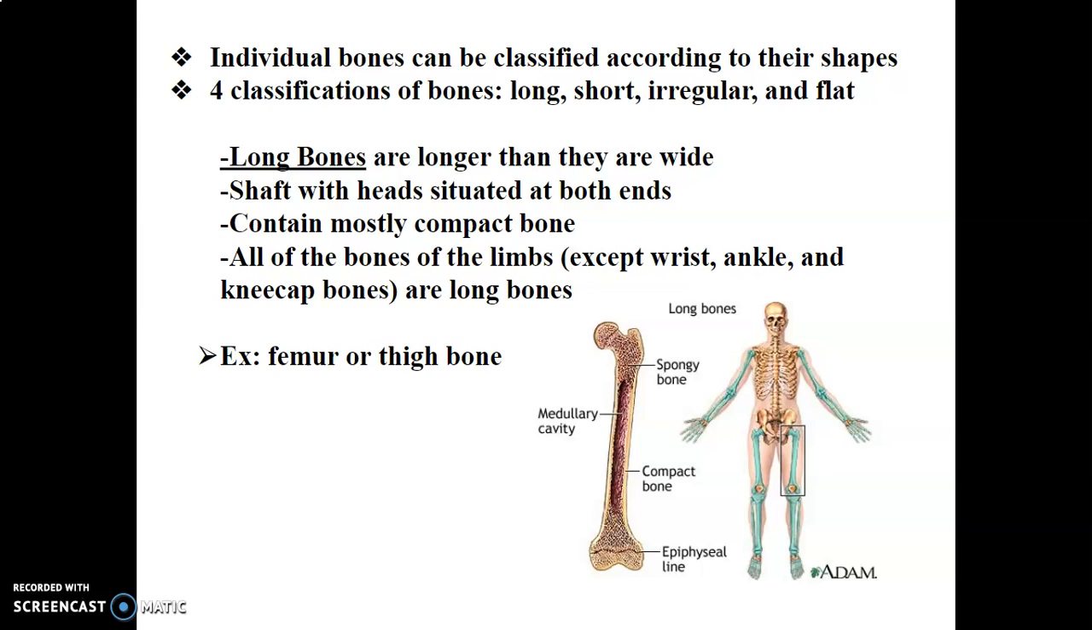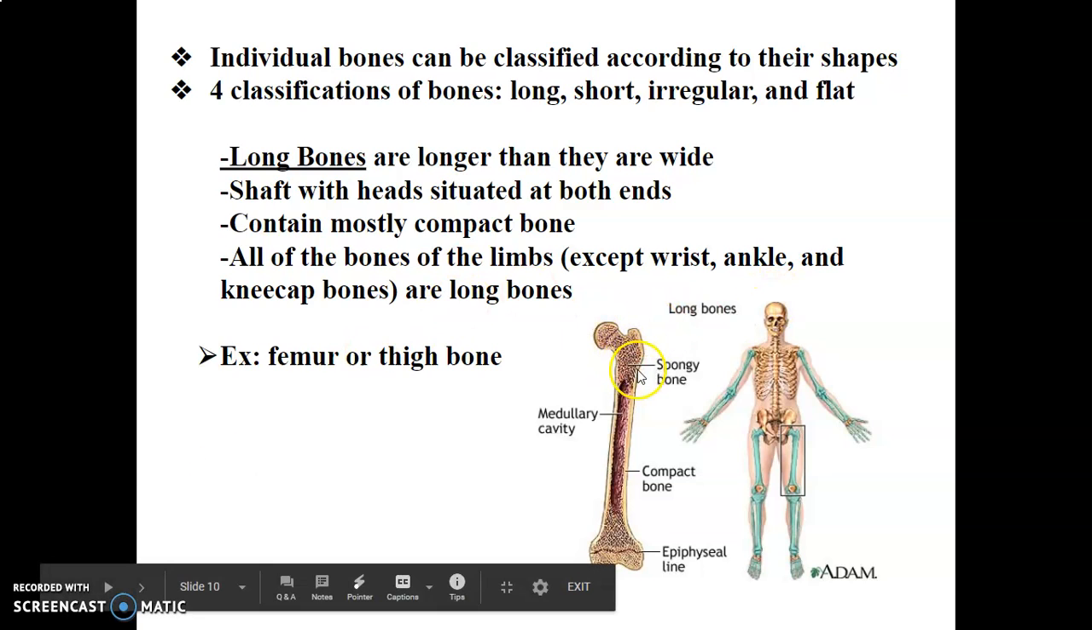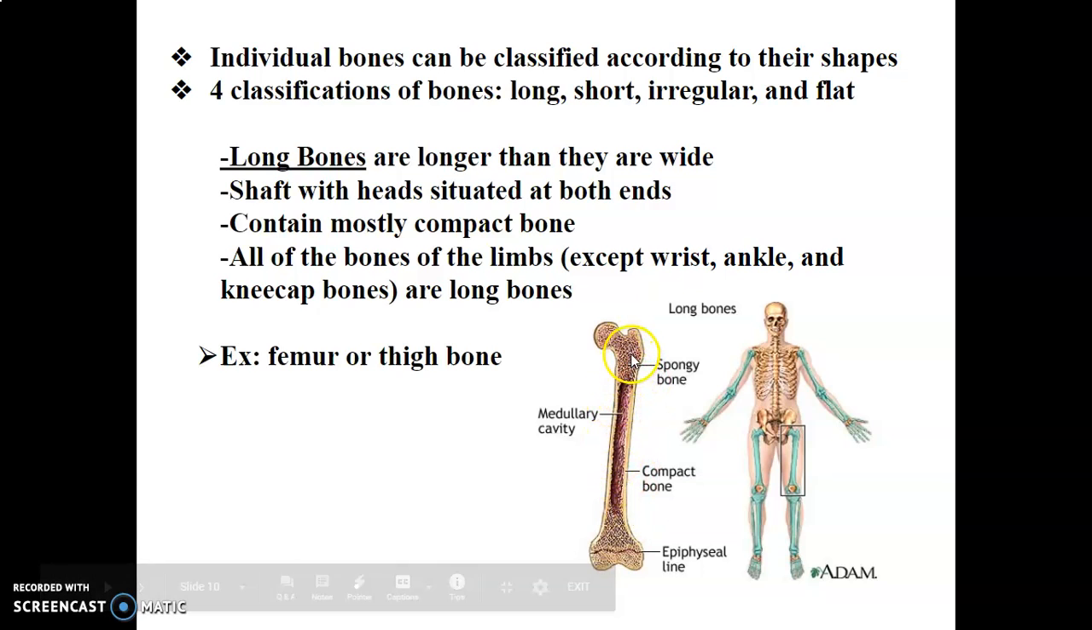First is long bones, and they are longer than they are wide. The easiest example is the femur, our upper leg bone. These bones have a shaft, and then they have heads on either side. They contain mostly compact bone. We see that there's a lot of compact bone here, and then there's spongy bone in some of them. All the bones of the limbs, except for the wrist, ankle, and kneecaps, are long bones.